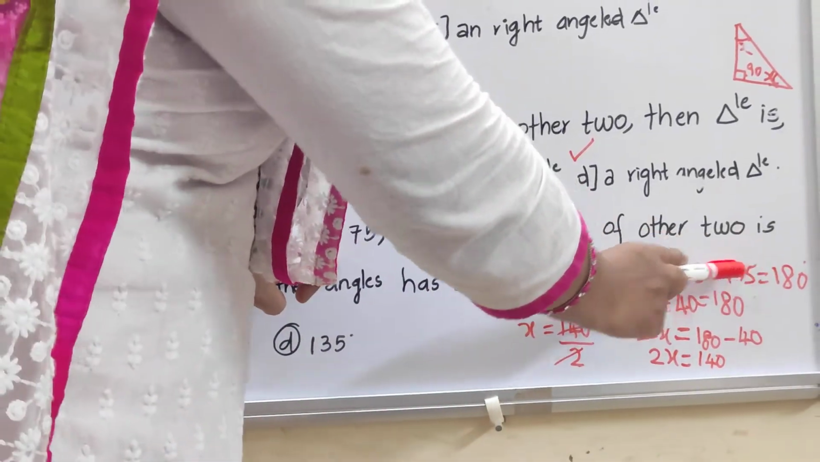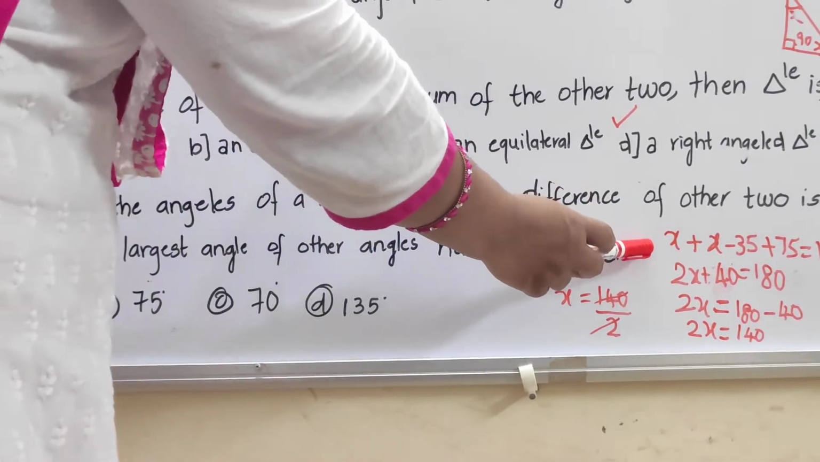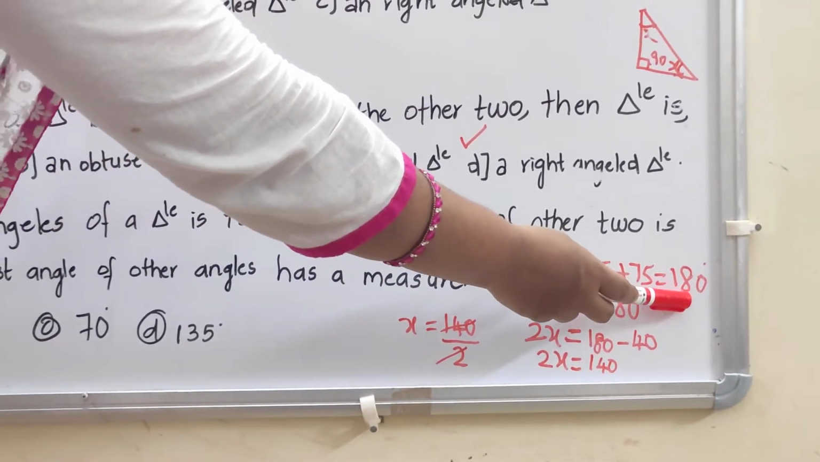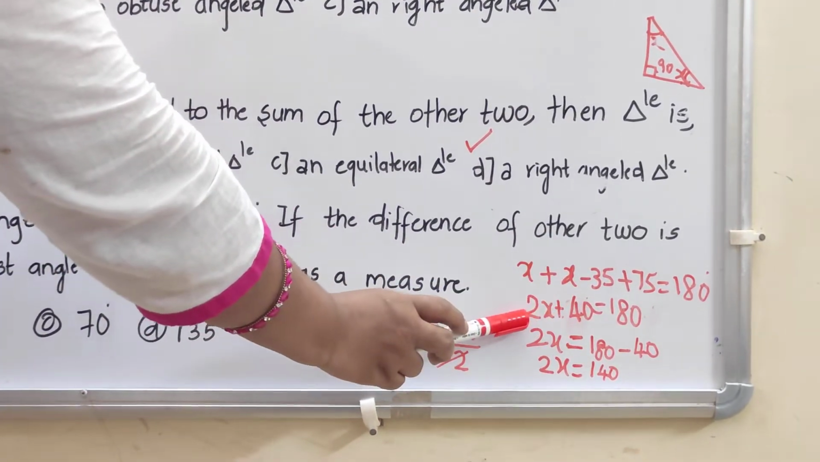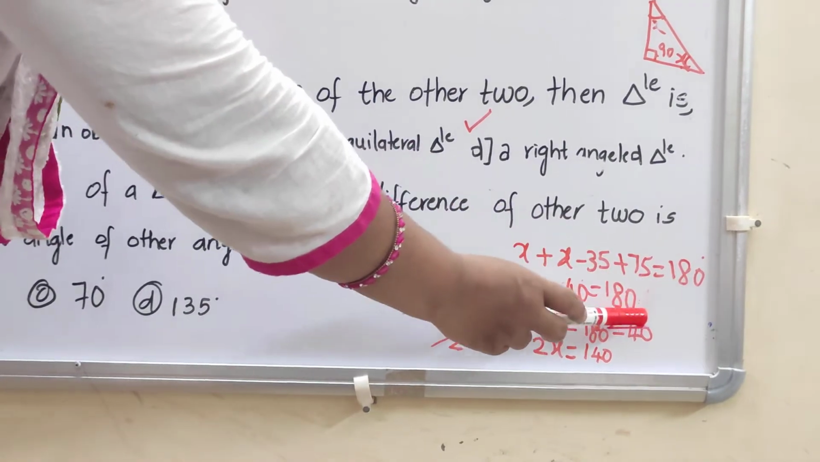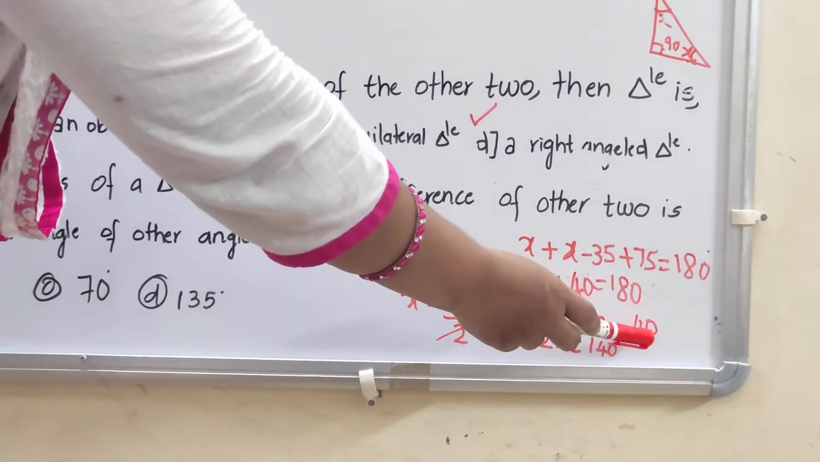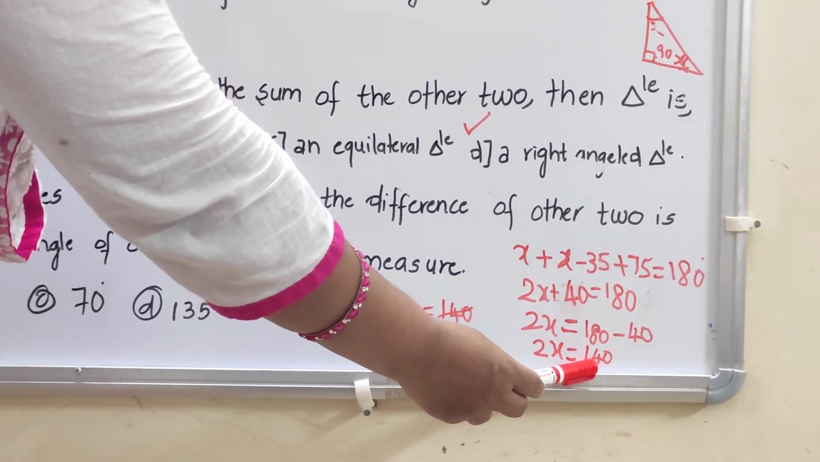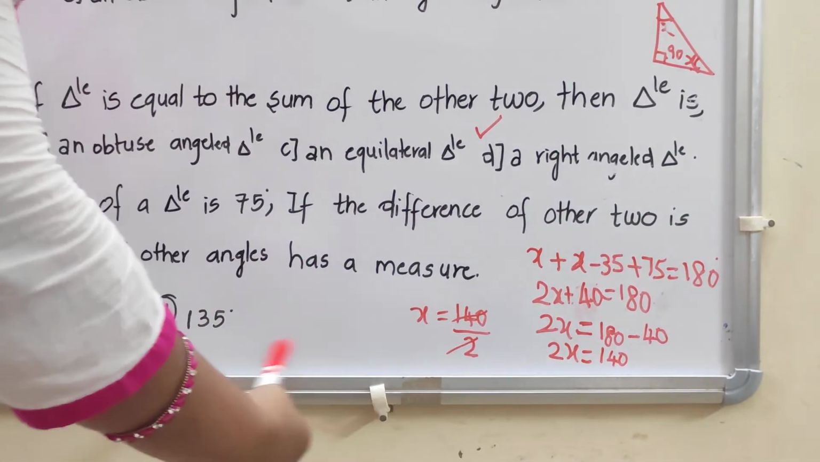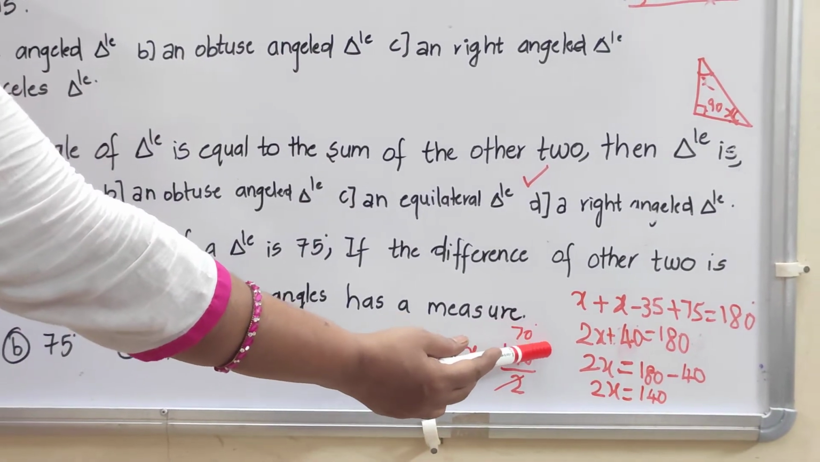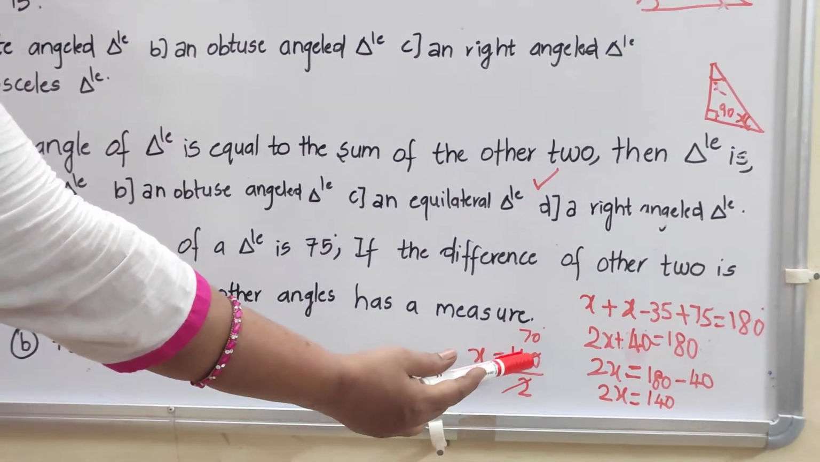So when you add these three angles, it should be 180. First angle is x, minus 35, plus 75 given, is equal to 180 degree. x plus x becomes 2x, and 75 minus 35 is 40. So 2x plus 40 equals 180. This 40 goes to the other side, it becomes minus 40. 180 minus 40 is 140. So 140 divided by 2 becomes 70. So angle 70 is the answer.